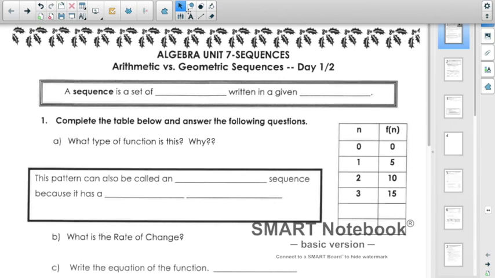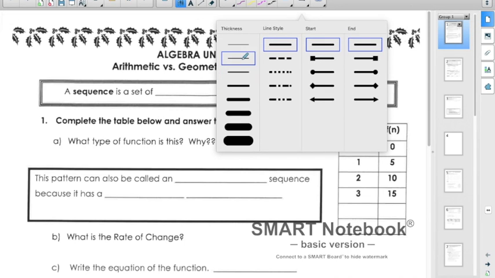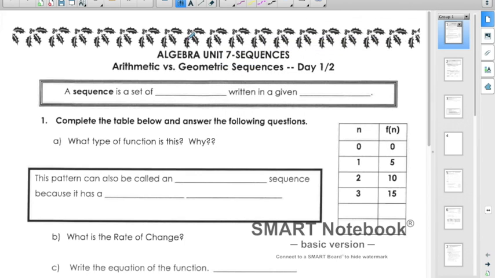Okay, let's jump right into sequences. What is a sequence? A sequence is defined as a set of numbers written in a given order. Right? A sequence is a set of numbers written in a given order.